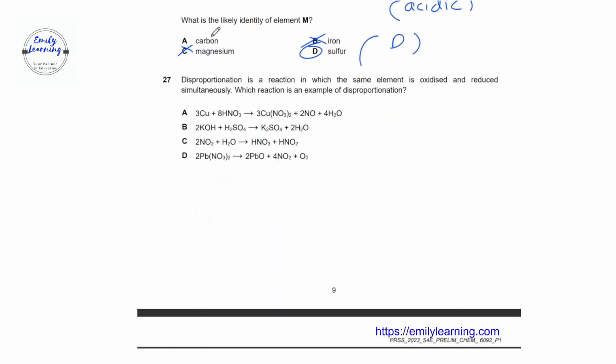Question 27. Disproportionation is a reaction in which the same element is oxidized and reduced simultaneously. Which reaction is an example of disproportionation? So you need the same substance to be oxidized and reduced simultaneously in order for it to be a disproportionation reaction. Even before doing anything, I will cancel off B. The reason is that all precipitation reactions and all acid-base reactions are not redox reactions. So KOH is an alkali, H2SO4 is an acid, this is an acid-base reaction, not redox. If there's no redox, there's no change in oxidation state, so nothing is being oxidized or reduced. So B is out, and we only need to look at A, C, and D.